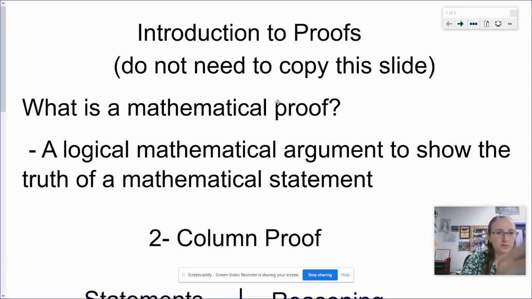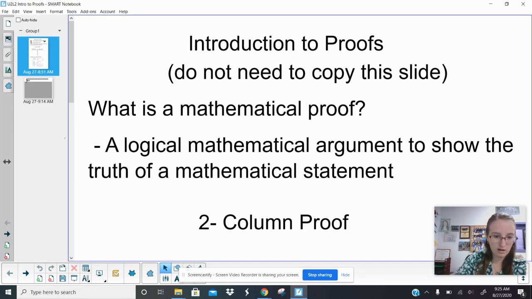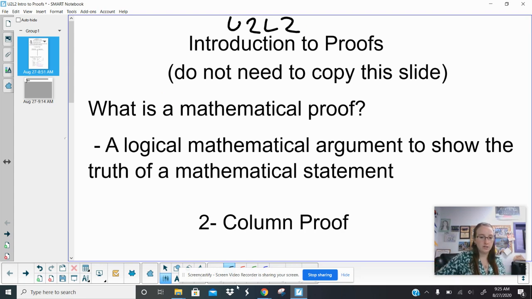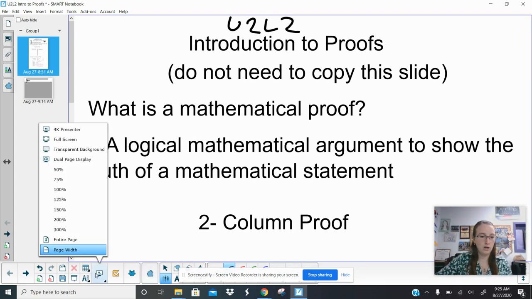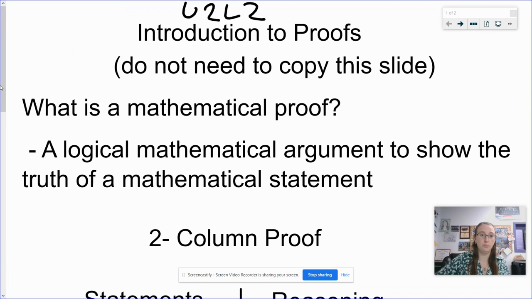Okay, this is actually, I meant to put this at the top here, my bad. We are on Unit 2, Lesson 2. That's what this is. Let me write that. Unit 2, Lesson 2. So we're going to do a couple little slides here, and then we're going to go through some examples of proofs.